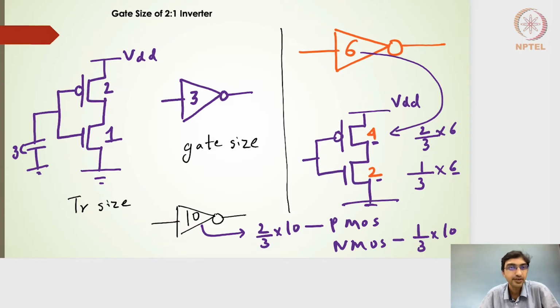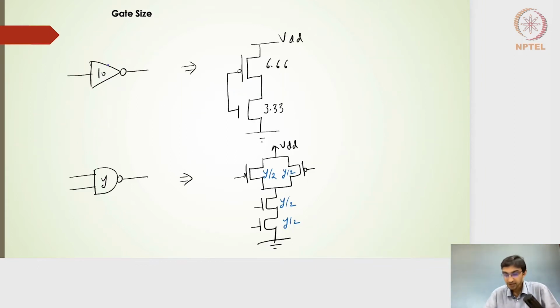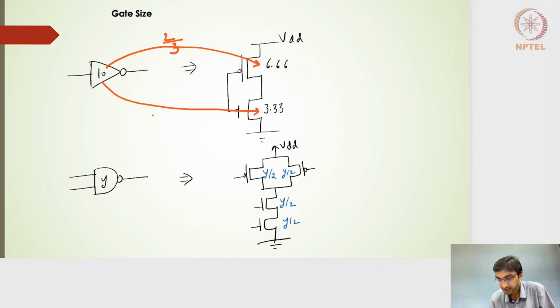So moving further. Let's say I have a size of 10 here, as I had put previously. 2 by 3 parts will go to the PMOS side, and the 1 by 3 parts will go to the NMOS side, because I want a 2:1 ratio, so that in a long channel model I'll get the same rising current as well as falling current. That's the reason we want double the parts going towards the PMOS side, and single parts going towards the NMOS side.